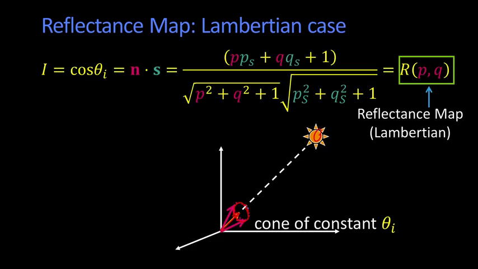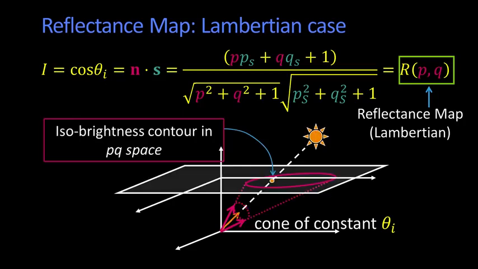That light source direction, right? So for some constant cosine of theta I, that's a cone around the illumination direction. Remember, PQ space allows me to map any surface orientation to a PQ location. So I'm going to project that constant cone up into PQ space, and I'm going to get this cone sliced by a plane. It's not really an ellipse.